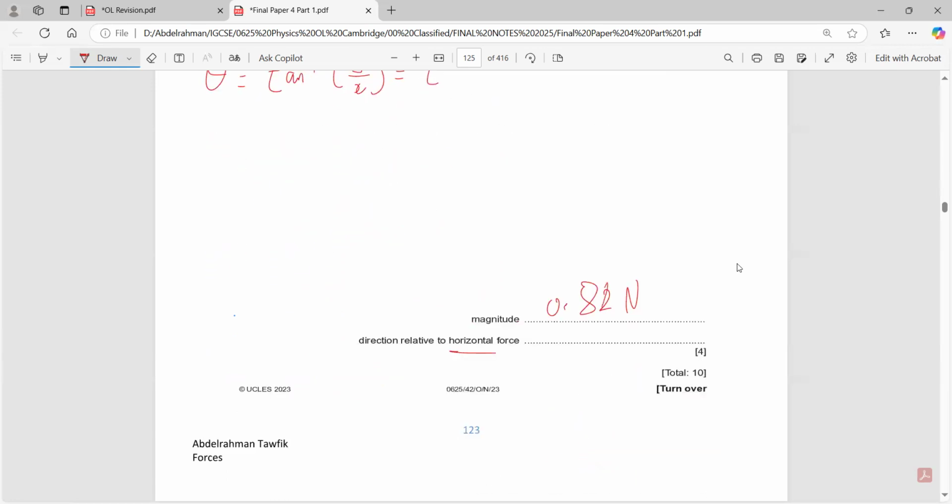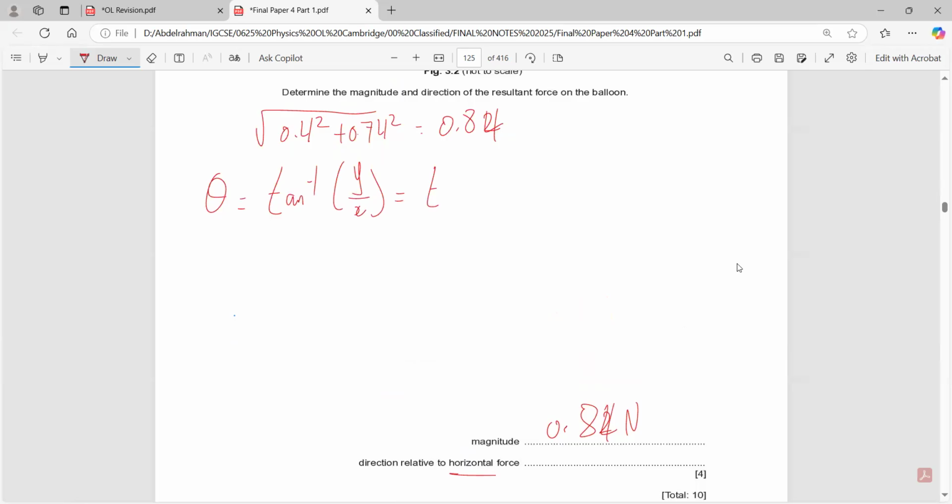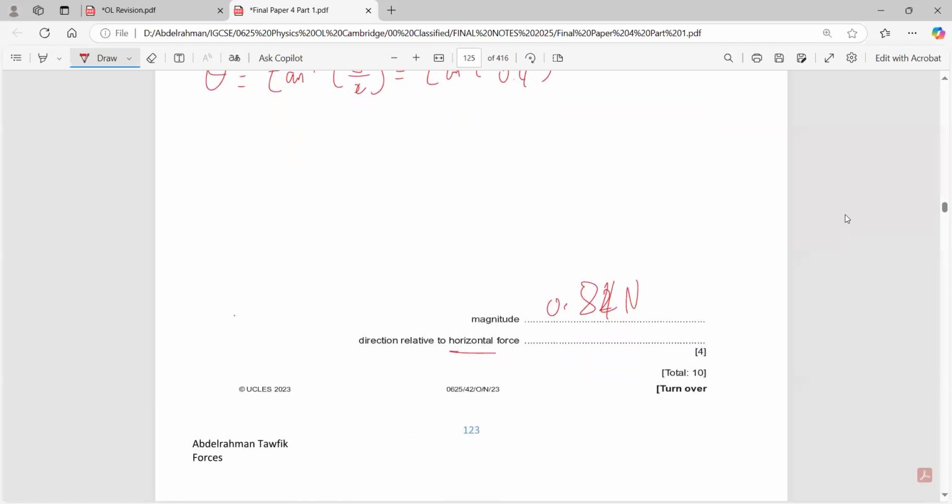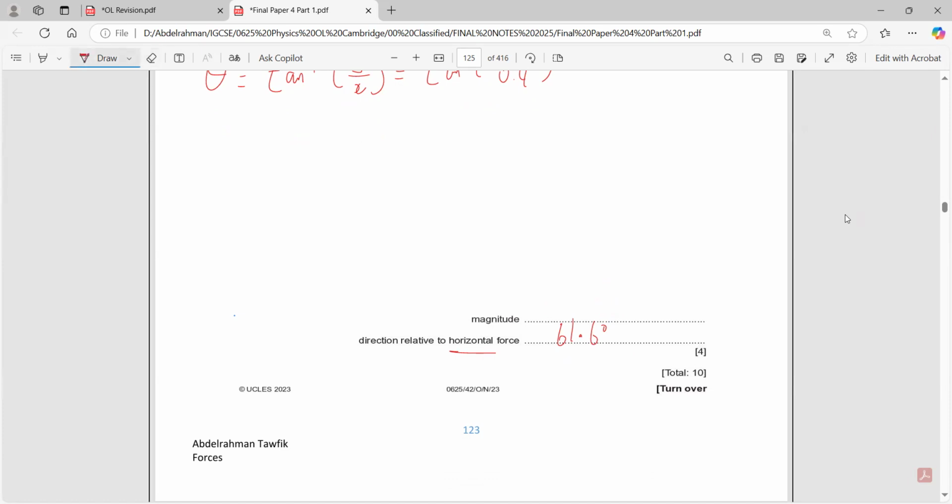Anyway, it doesn't matter that much. 0.84. Tan inverse of 0.74 over 0.4, right? Let's calculate quickly. It would be 61.6 degrees. That's it. It's a very easy question for extremely easy marks. 0.84 newtons. That's 5% of your exam, so it's easy.